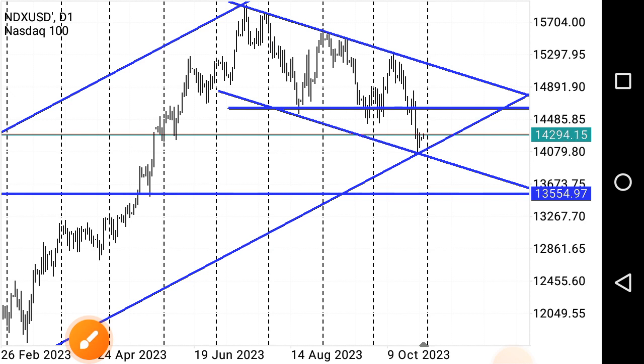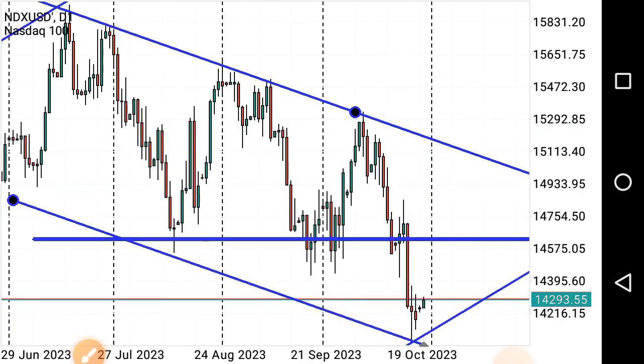And let's have a look. What else do we see, guys, in regards to the daily chart? At this point, I don't see much.